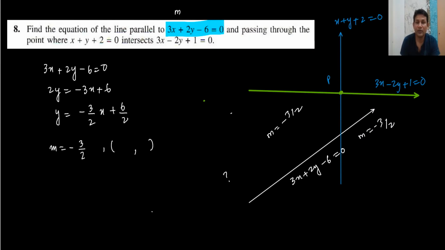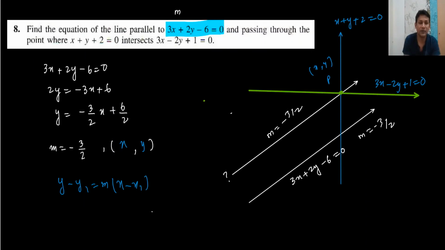When we know this coordinate, we can use this x and y here, and the gradient is already given. We can find the equation using y minus y1 equals m times x minus x1. I think it's easy now.